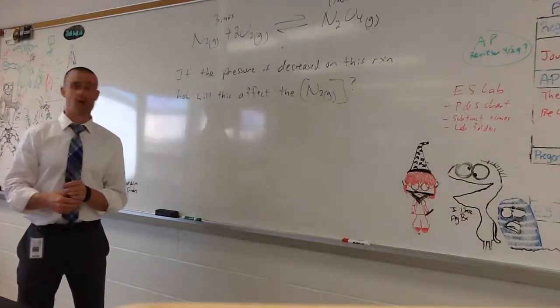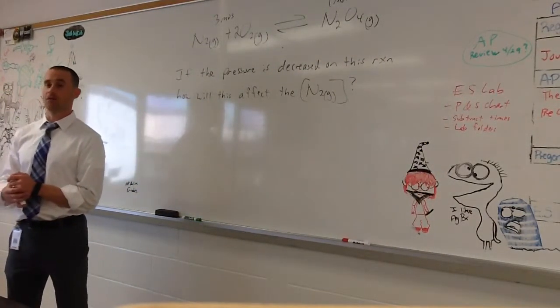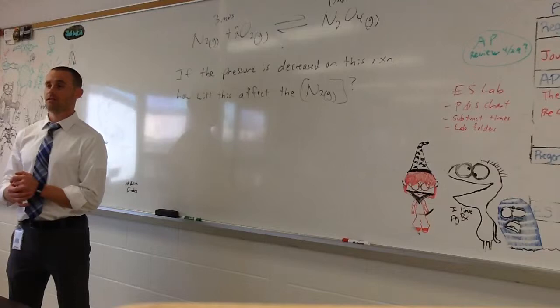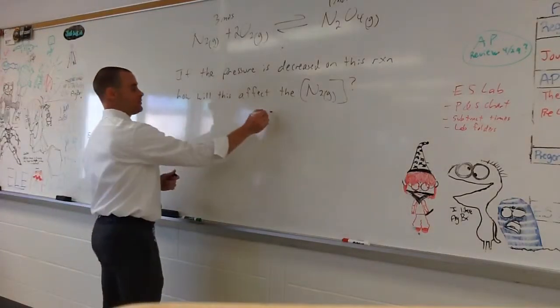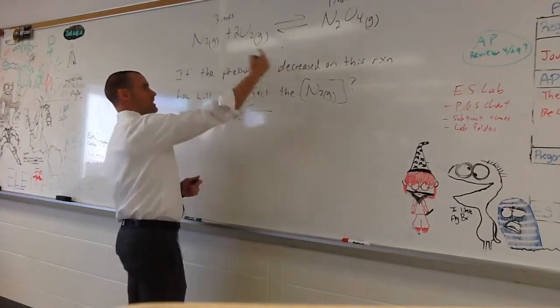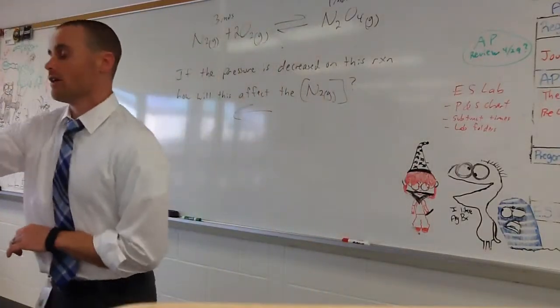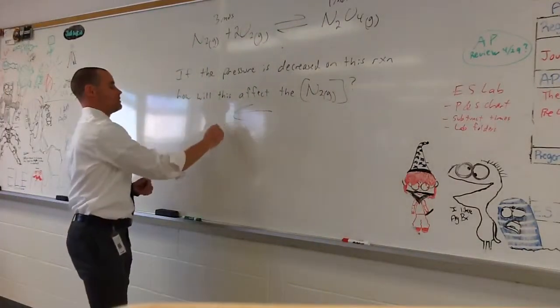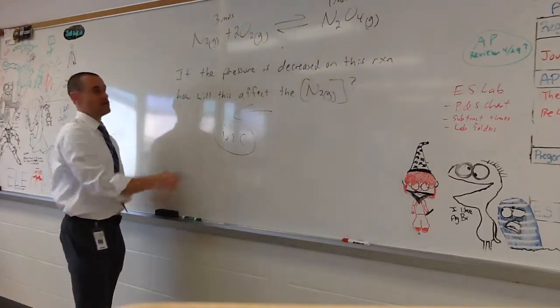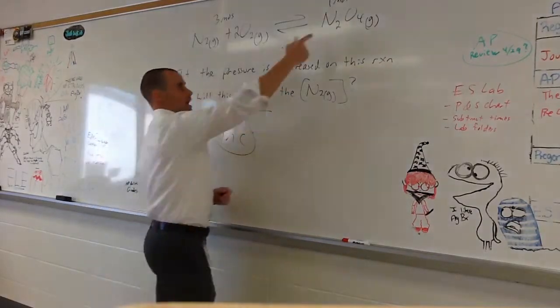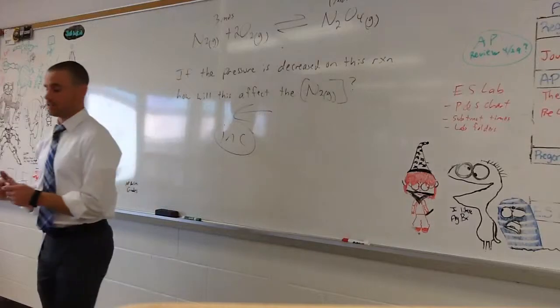Alright, so here we go. If we decrease pressure, we shift towards the higher number of moles, which is to the left. So we're shifting this way. If we're shifting this way, we're taking all of this weight and sliding it over here. This side is going to increase in concentration. These two will increase, N2O4 will decrease in concentration.